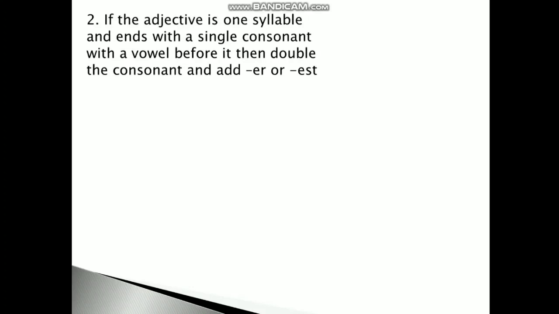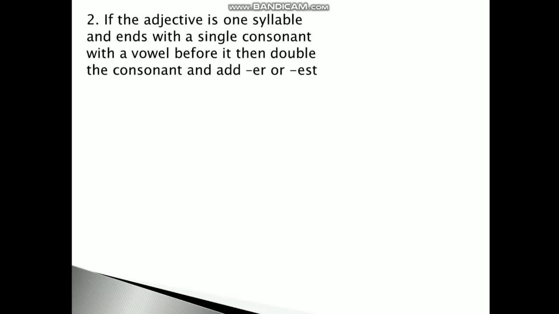Next, rule number 2. If the adjective is one syllable and ends with a single consonant with a vowel before it, then double the consonant and add er or est. Now, before we move on to an example of an adjective, let's recall what a syllable is. A syllable is a single unbroken sound of a spoken word. For example, hot, short, small, thin, or sun. These are all examples of one syllable words because the sound does not break when you're speaking the word.